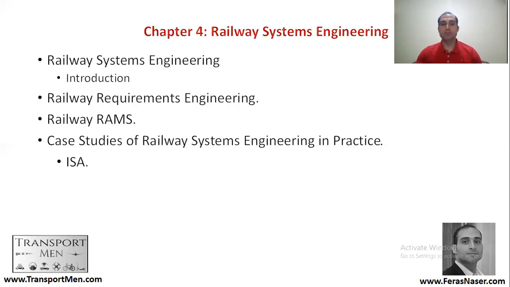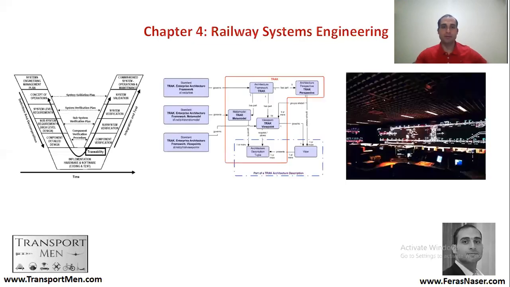And case studies of railway systems engineering practice, I'm just trying to show you some of the examples where people use railway systems engineering, and that's ISA, which is independent safety assessment, where you try to make sure that the system has satisfied all the requirements for safety. And you try to do this in an independent manner.